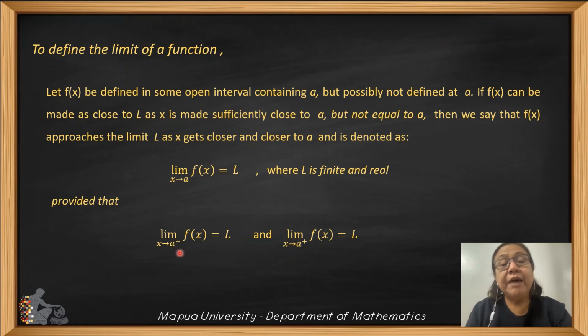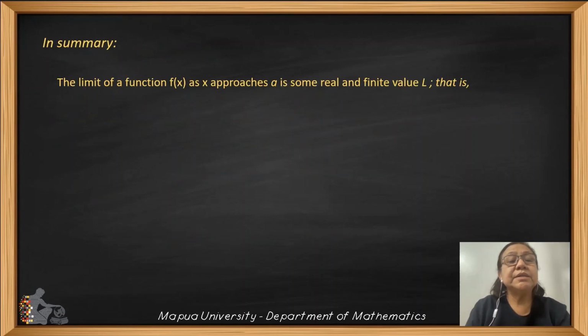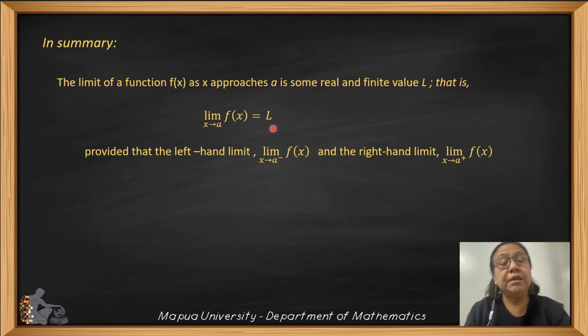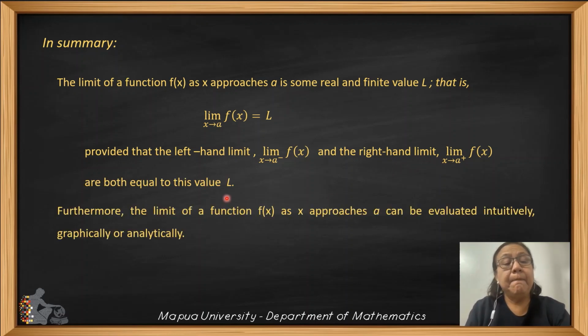Provided that the left-hand side limit, which is the limit of f of x as x approaches a from the left, is L, and the limit of f of x as x approaches a from the right is L. In summary, the limit of the function f of x as x approaches a is some real and finite value L, provided that the left-hand limit and the right-hand limit of the function are both equal to this value L. Furthermore, the limit of a function f of x as x approaches a can be evaluated intuitively, graphically, or analytically.